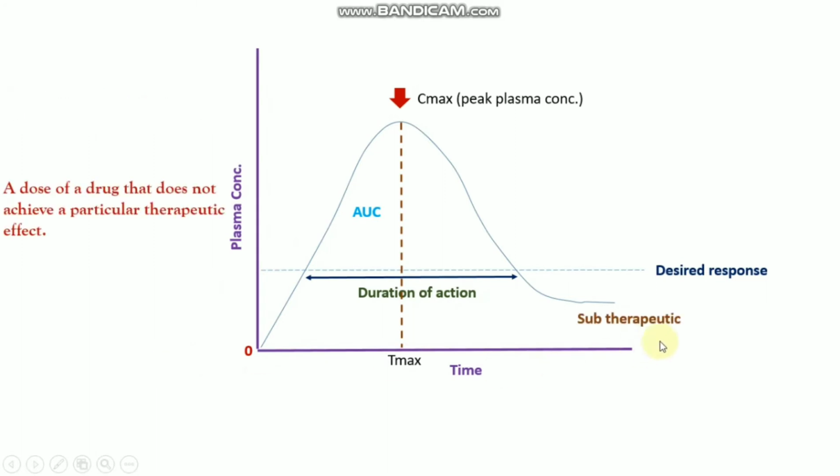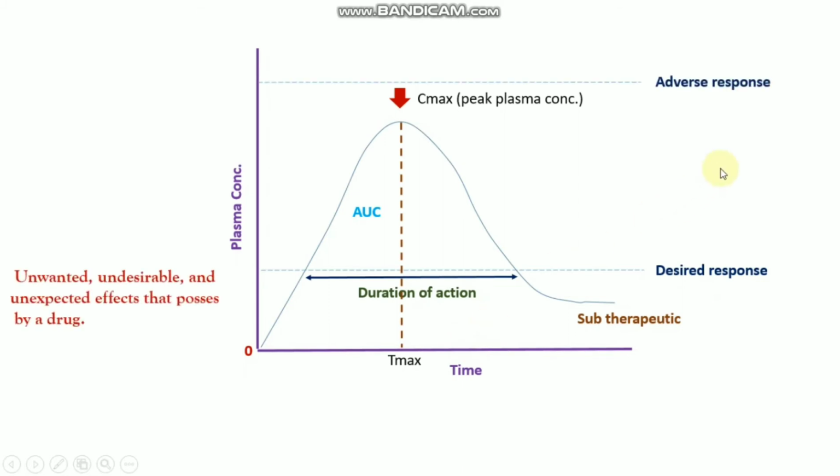And next is the subtherapeutic, and as you see in this figure, this is under the desired response. It's very common and you can easily understand what a subtherapeutic dose is. So mainly the subtherapeutic dose is one that does not achieve a particular therapeutic effect, because this is below the minimum effective concentration.